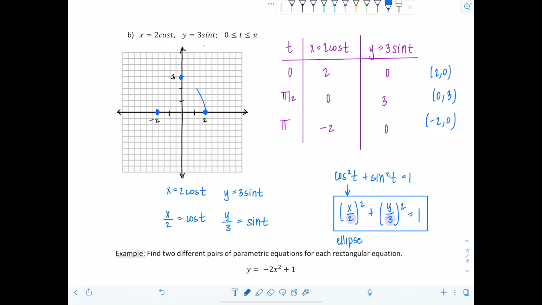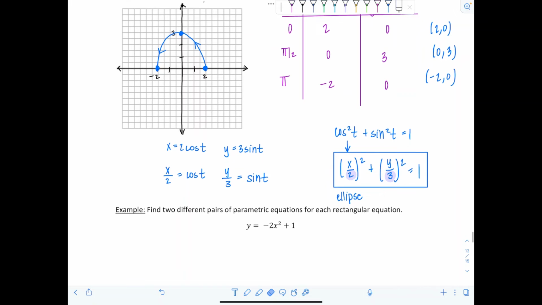We're going this way. I'm indicating the direction of motion and back down. And then no arrows on the endpoints, right? Because t is between 0 and pi only. It does not keep going round and around. Okay? Good, that's it.